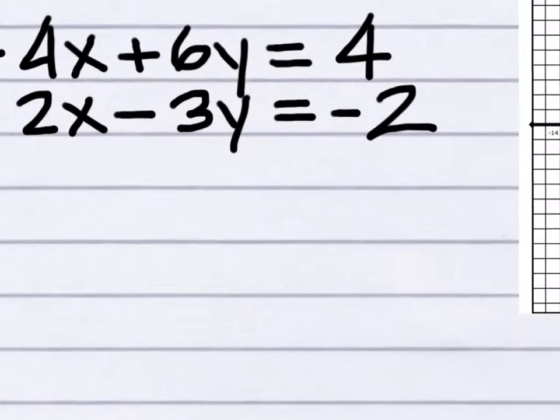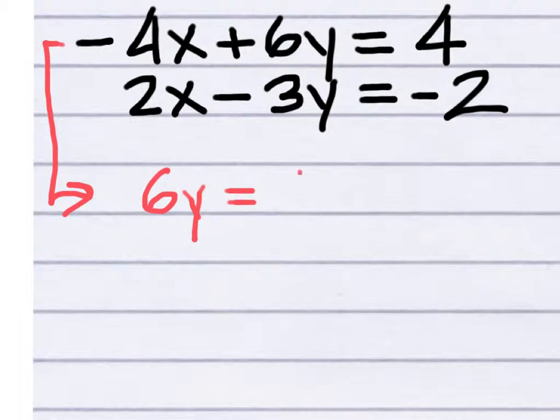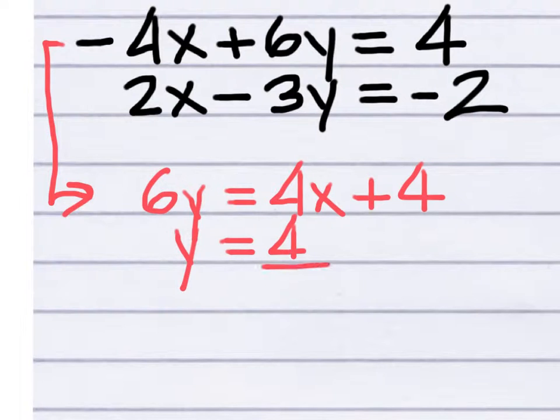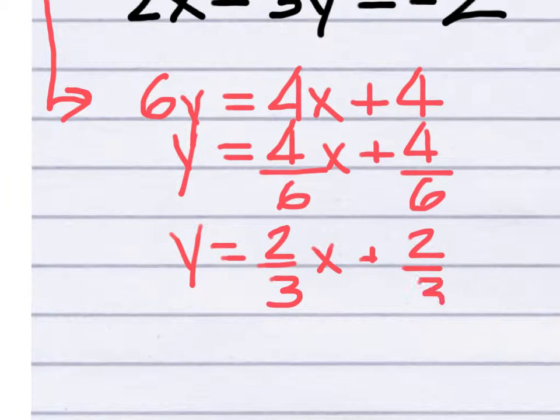Let's put the first equation into slope-intercept form. So this one, we're going to leave the 6y where it's at, move the negative 4x over, change the sign, and keep the plus 4. From there, we're going to divide everything by 6 and simplify where necessary. 4 over 6 is 2/3, and 4 over 6 again is 2/3.